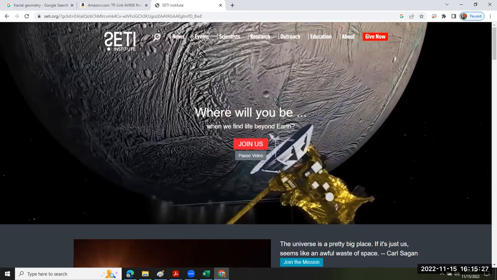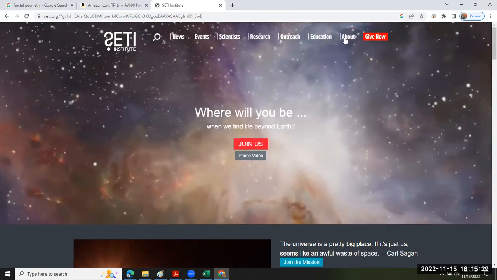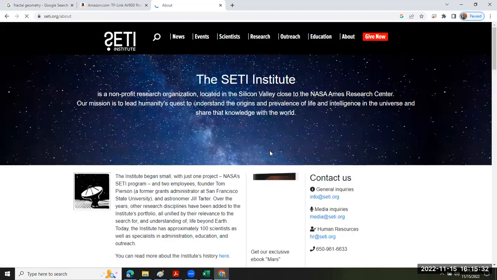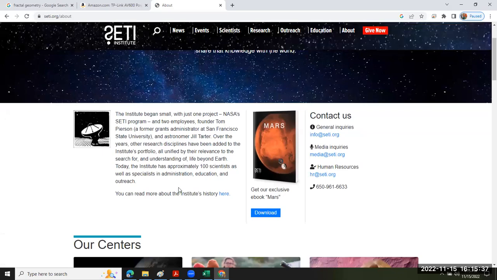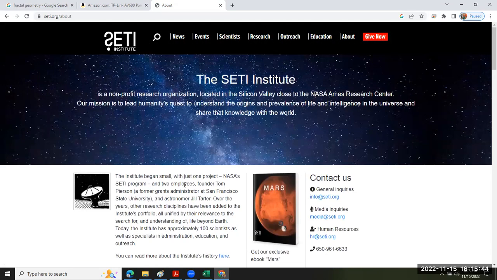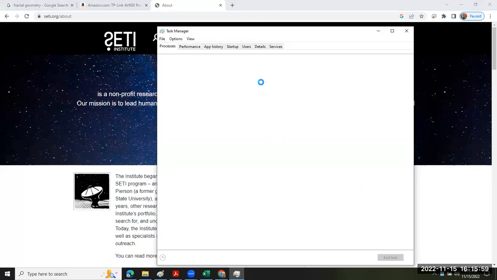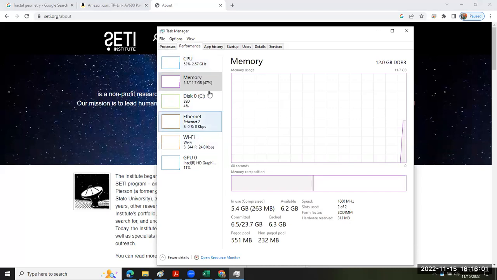So SETI has been around a long time. Some folks in NASA started it. It's a fascinating organization. It used to be that you could participate in research by downloading some software. The software would run on your system when your CPU was idle.